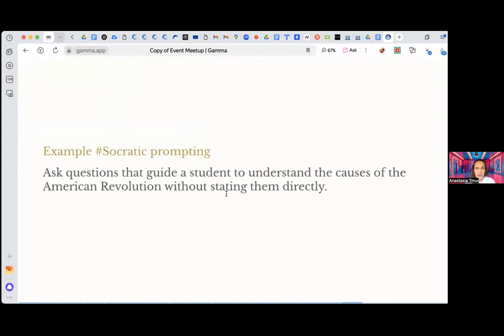And here is the prompt example: ask questions that guide a student to understand the causes of the American Revolution without stating them directly. So you may add some materials here as well, or you may add some questions as well.